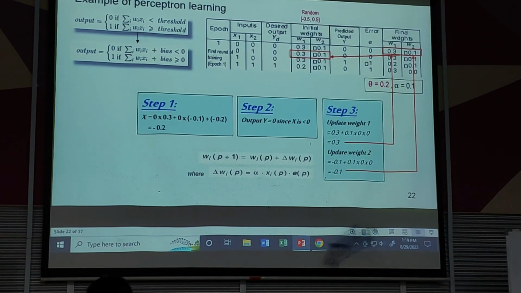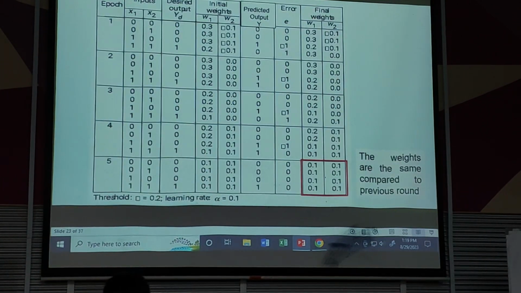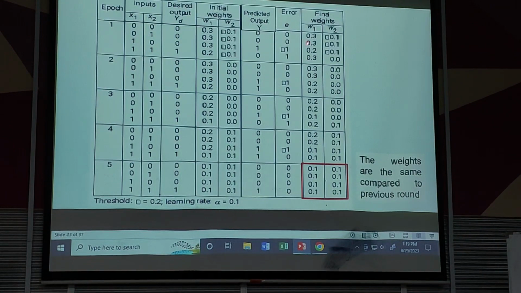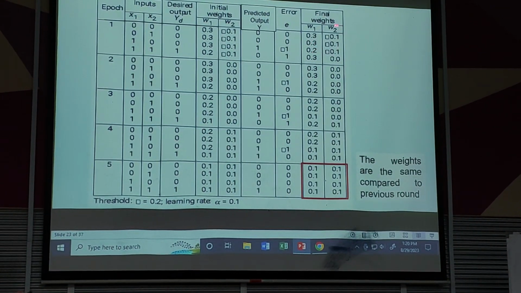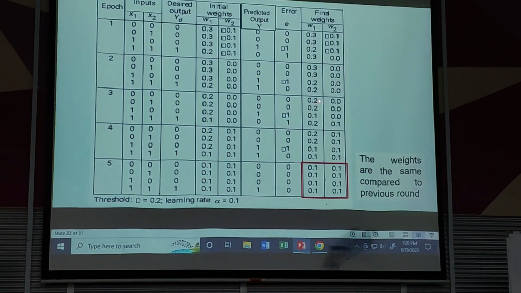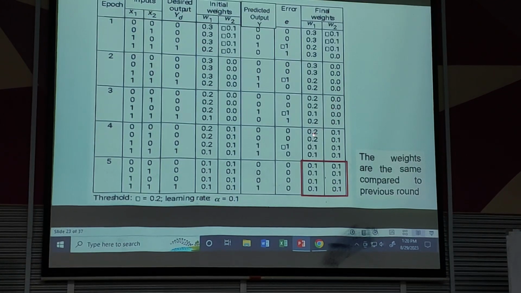Okay, so we will continue to train until when? Until you find out that in any epoch here, you will see that from 0.3, 0.3, it dropped to 0.2, which means it's not stable yet. Look at the second epoch, 0.3, 0.3 dropped to 0.2, it's not stable also. Third epoch, 0.2, 0.2 dropped to 0.1, not stable.